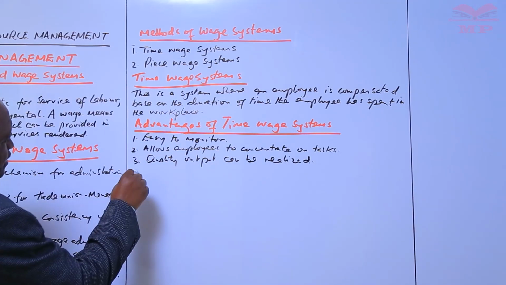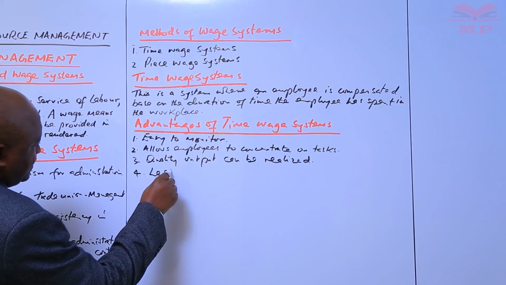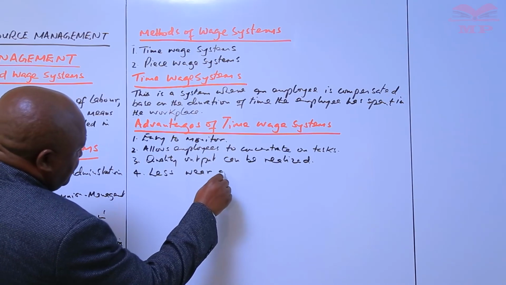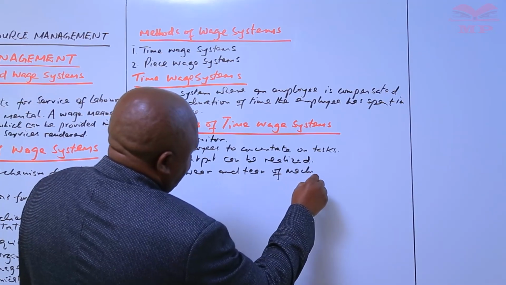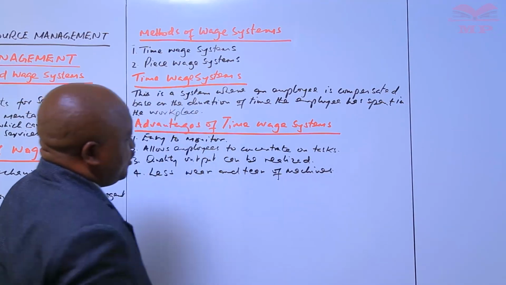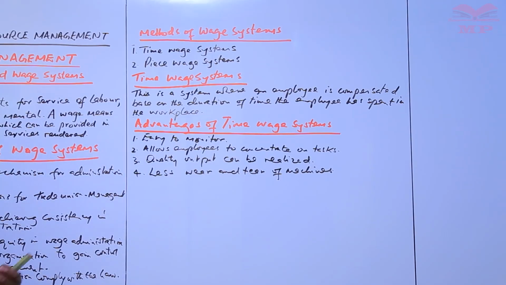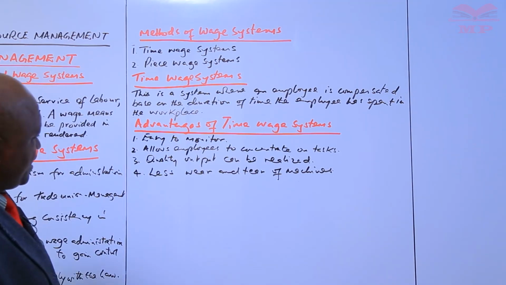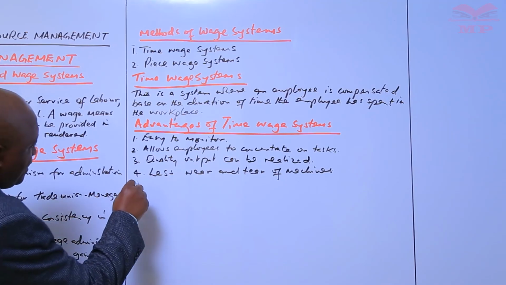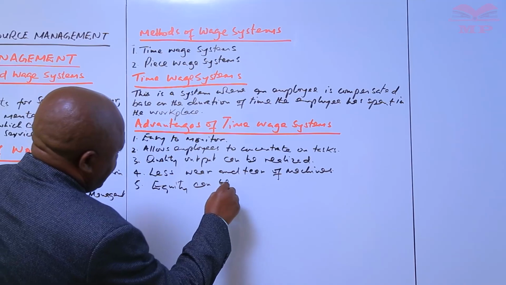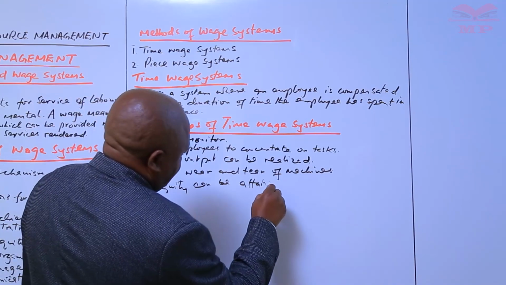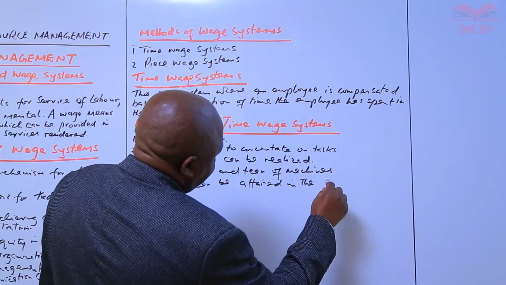And then four, less wear and tear of machines, because if a machine has an issue, the employee can give it time for the machine to be repaired and so on. So there is less in terms of depreciation. So less wear and tear of machines can also be realized. Then number 5, equity can be attained in the workplace.